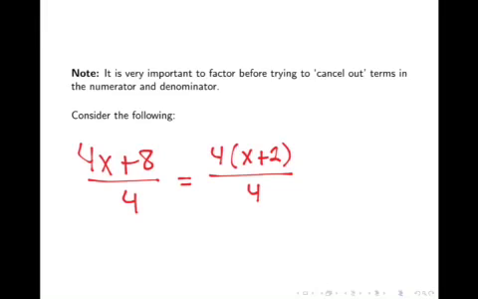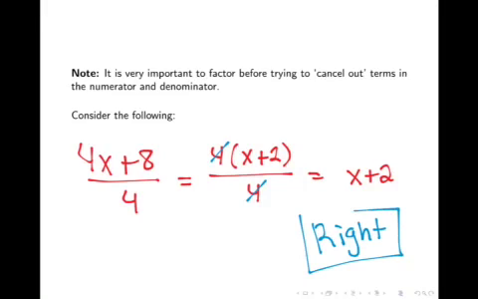And now that we've factored, we can cancel out this 4 that's in front with the 4 that's in the bottom, and we get x plus 2. And this is the right way to do it. Okay, and if you don't see why that's true, you may want to just plug in some numbers and see what happens. See if 4x plus 8 over 4 is actually equal to x plus 2, and maybe that will convince you that that's the way that we need to go about it. Okay, so just a reminder that that's what you need to do.